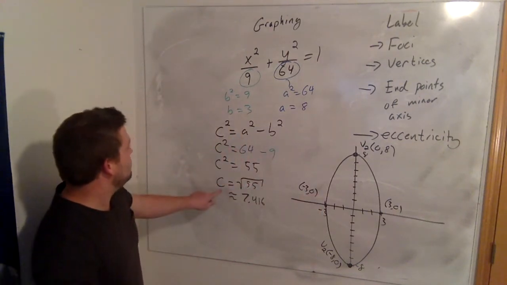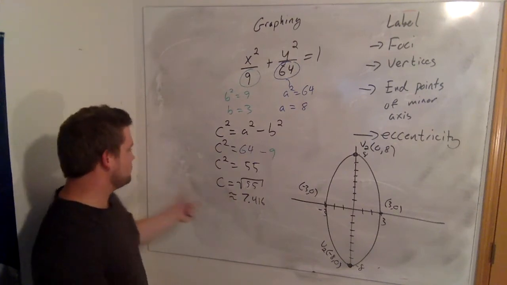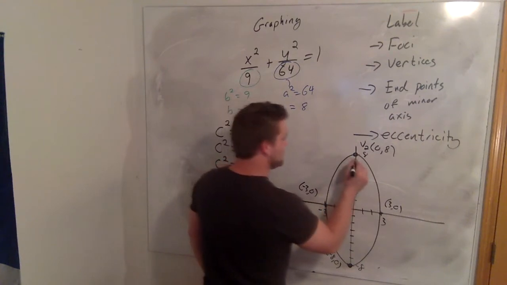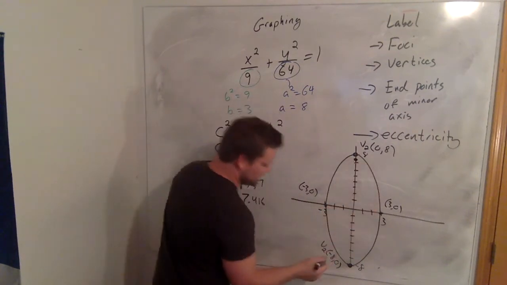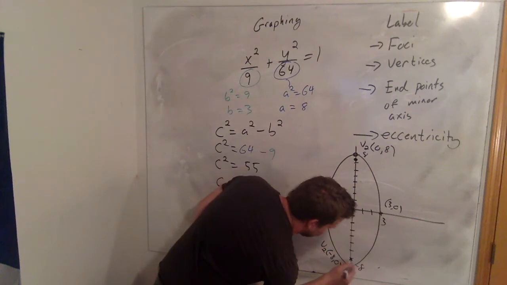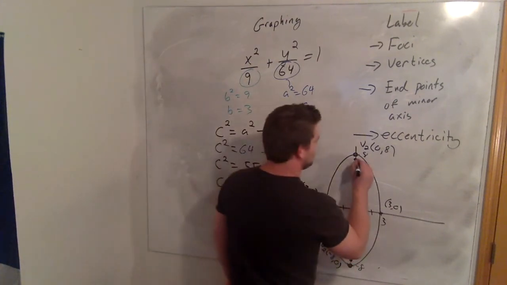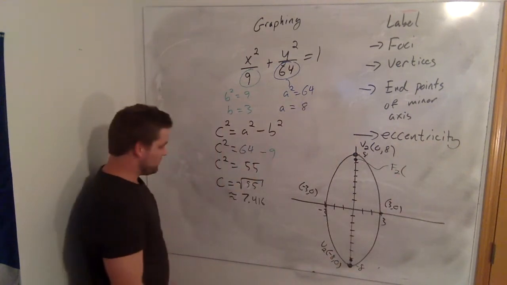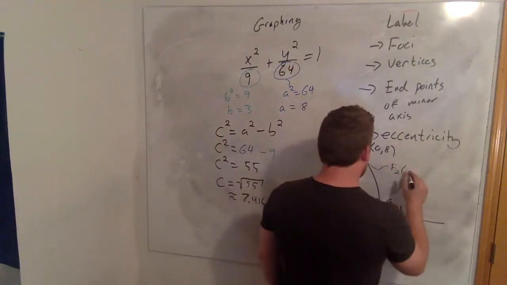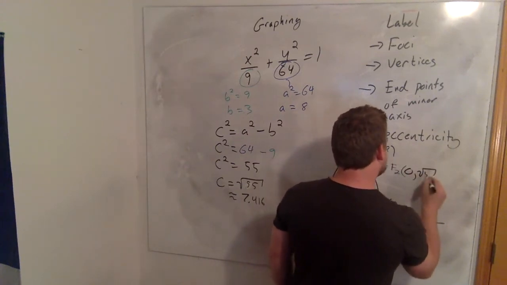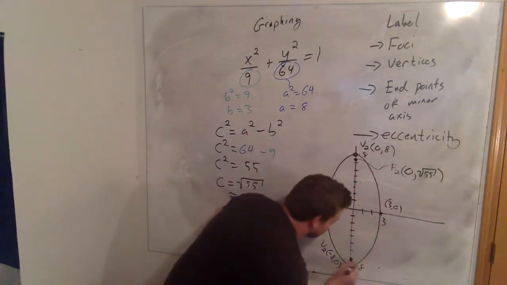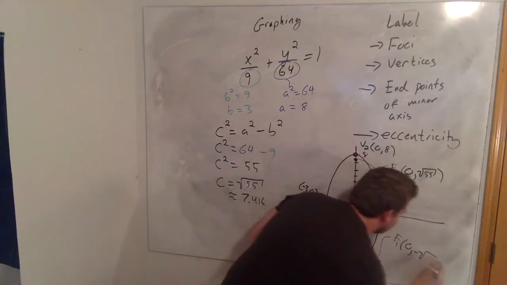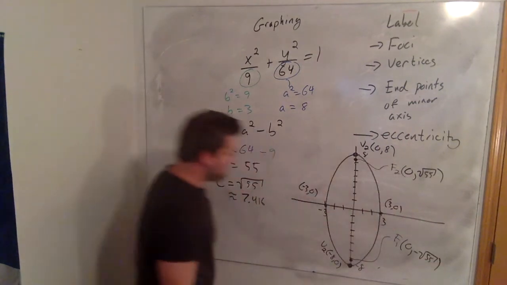Okay, our c is roughly 7.4, so here's roughly 7.5-ish. This is where one of our foci will be. This is where another one of our foci will be. Call that our second focus. It has coordinates 0 and the square root of 55. And this one right here, which I'll call f1, has coordinates 0 and the negative square root of 55.